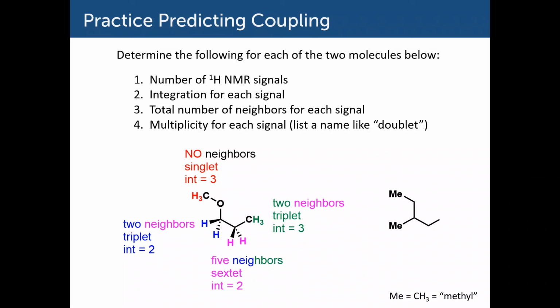So finally, we could look at the green hydrogens. Those of the green methyl group have 2 neighbors, just the magenta hydrogens, which makes the green hydrogen signal a triplet with an integration of 3.